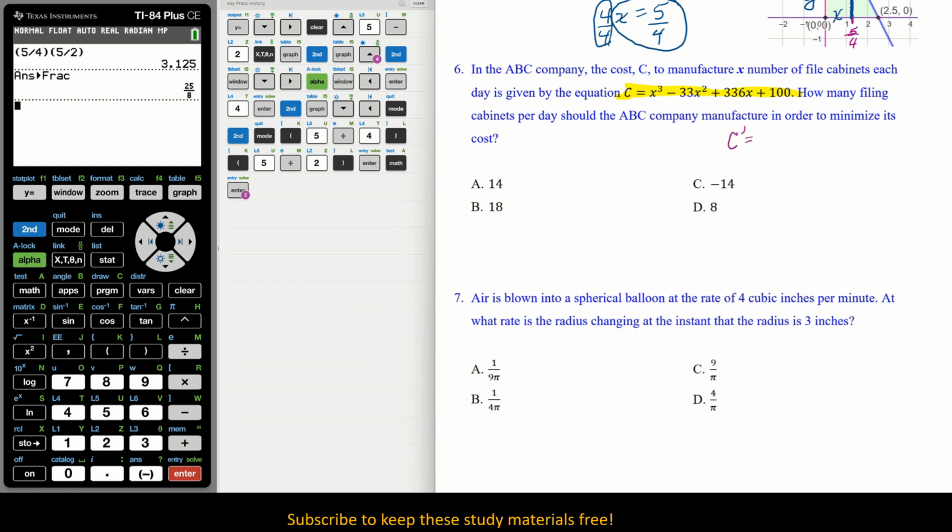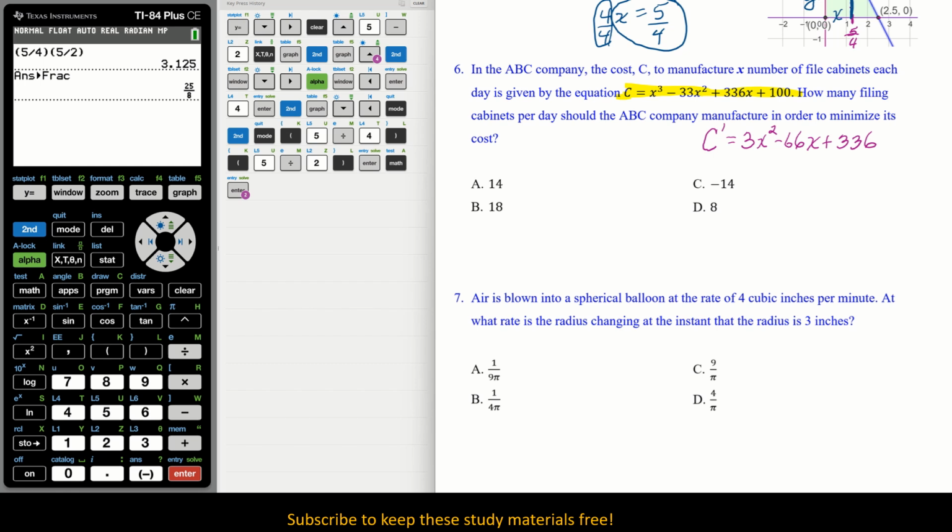C prime equals X squared minus 66X plus 336. Verify: 2 times 3 is 66. Oh, I forgot the 3. I'll just scoot all that over instead of rewriting it. Yeah, big boo-boo. That's why sometimes you'll hear me pause. It's because I'm looking at what I wrote down again. And it's a good thing I did.